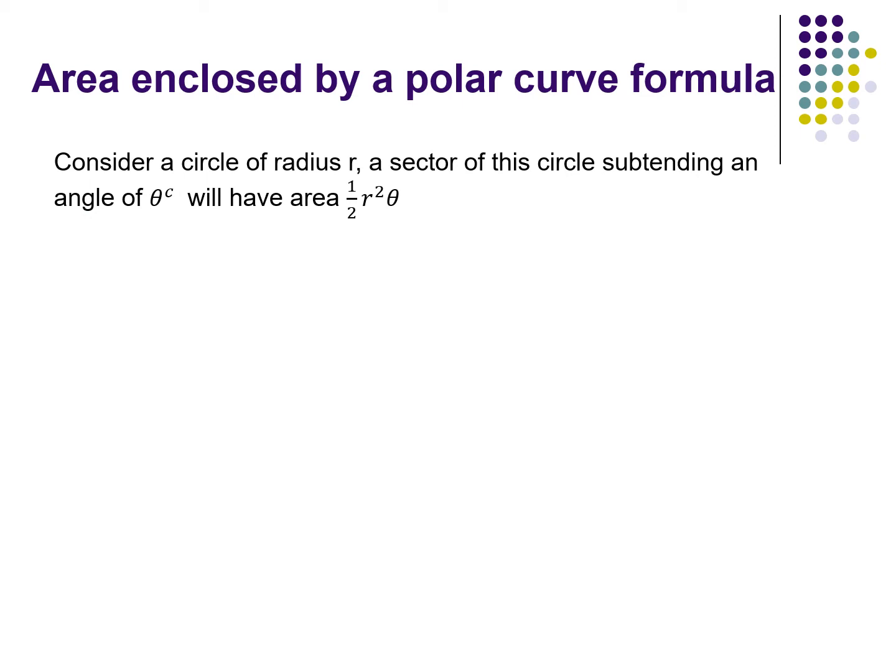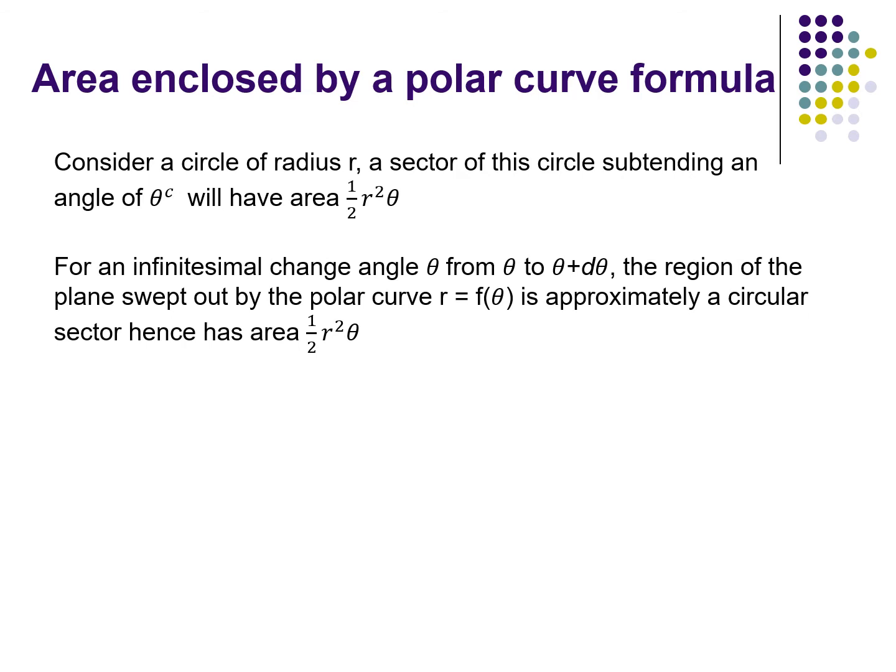Okay, so I'm going to just quickly derive the formula for you by talking you through it. We know from the work we've done in our standard maths that if you have a circle of radius r and you have a sector of the circle where the angle at the centre is theta in radians, the area is half r squared theta. That's one of the formulae that you learned when you were doing radians in your standard maths.